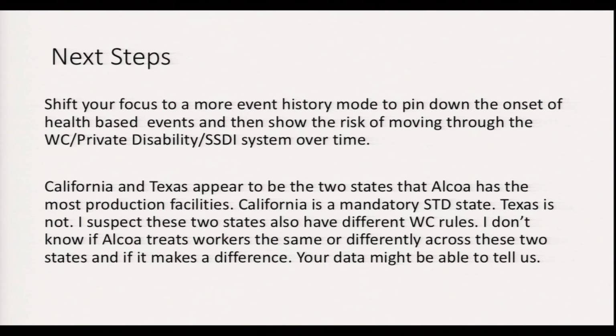Okay, so next steps. If I were doing this, I would trust my instincts more in terms of the way I see the key transitions. I'd go into event history mode. I'd pin down the onset of a health-based event, and then I'd show the risk of moving from that health-based event through the system, through WC, through the private disability system, long and short, and then to the SSDI over time. And the other thing I'd do is, if I'm right that there's differences in the way Alcoa treats its workers depending on the states that they're in, I'd look at what's going on in California, where they have this mandatory short-term disability plan, and in Texas, where we don't have any of that stuff. So I will end there.